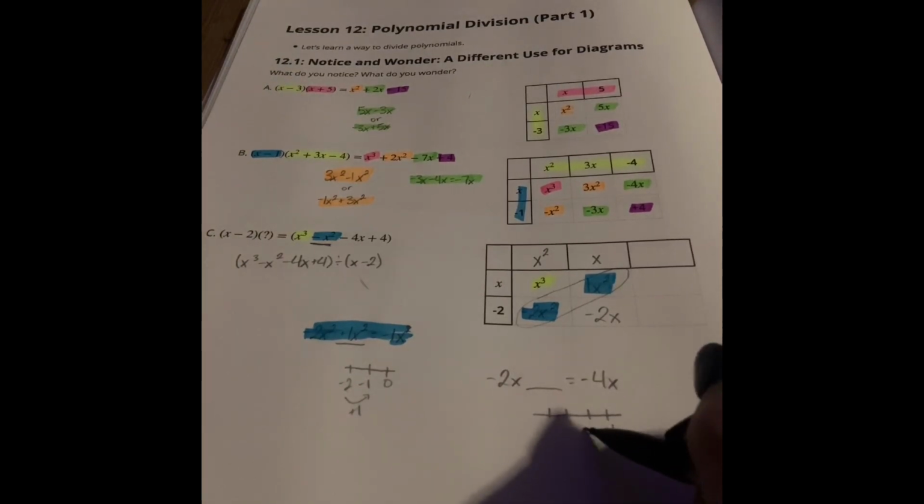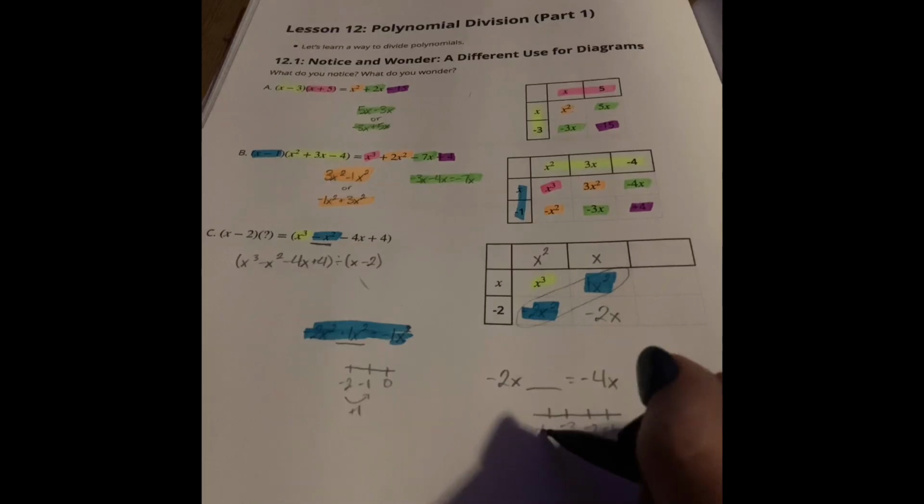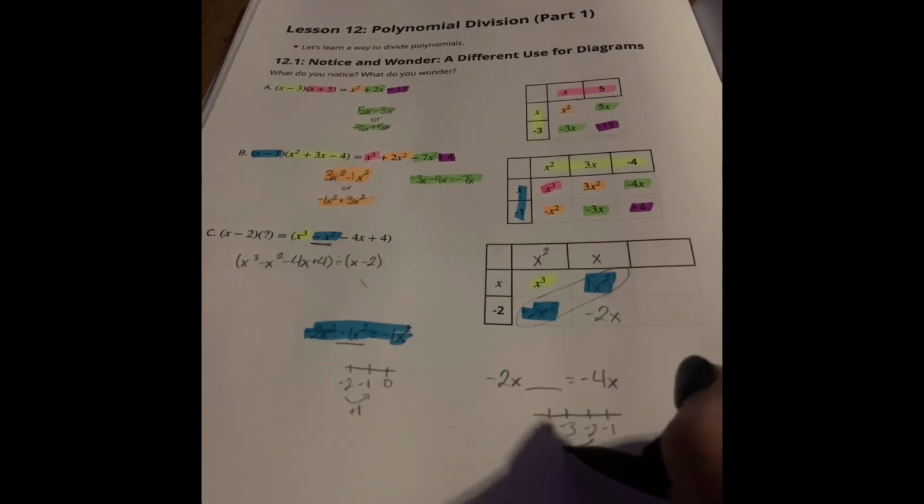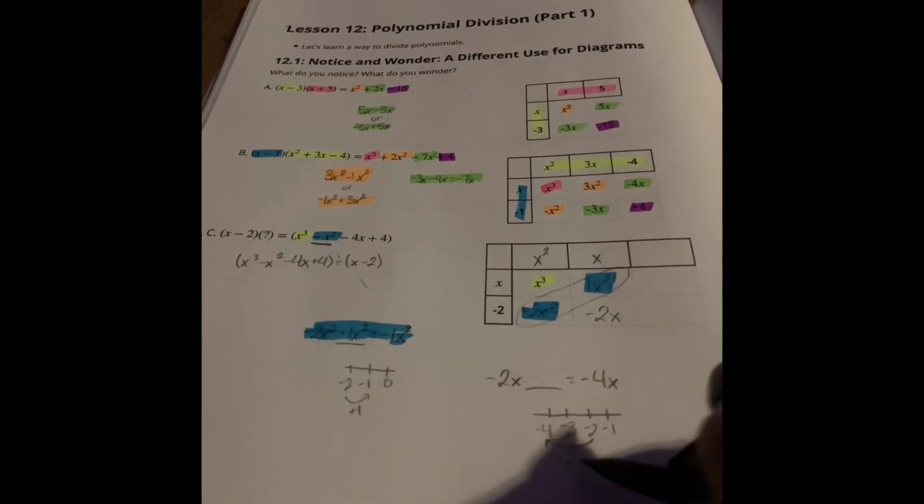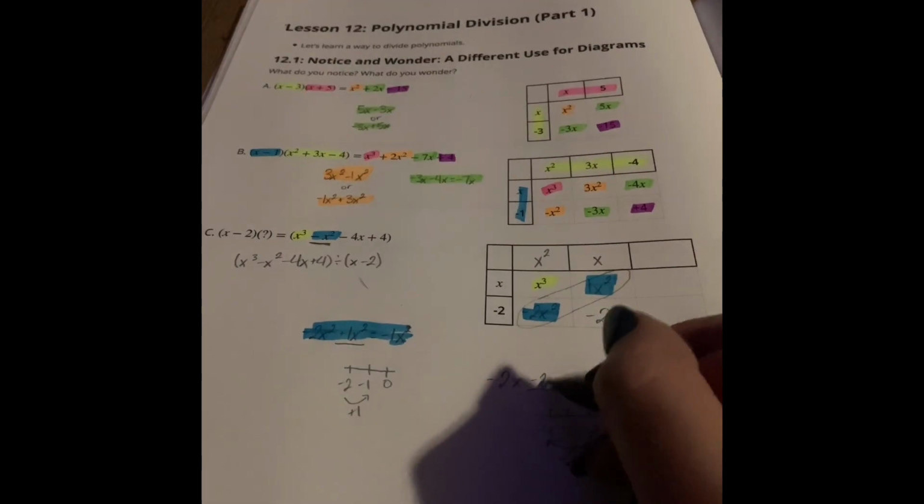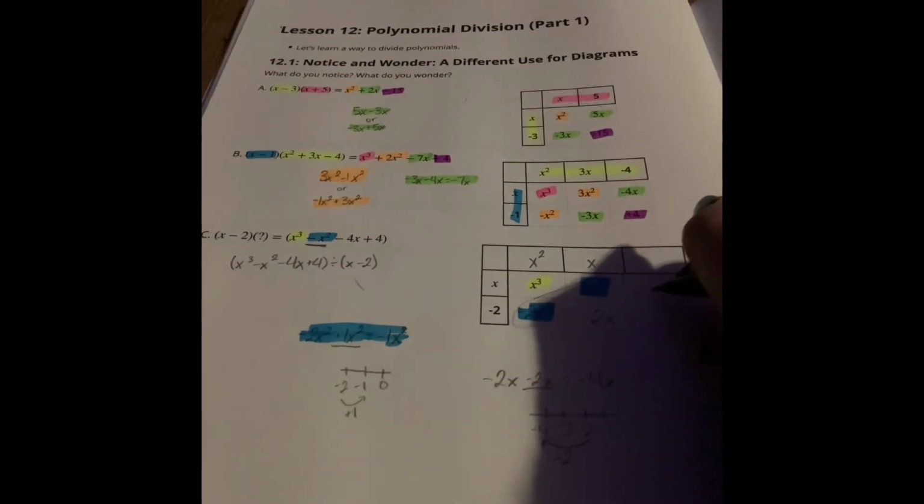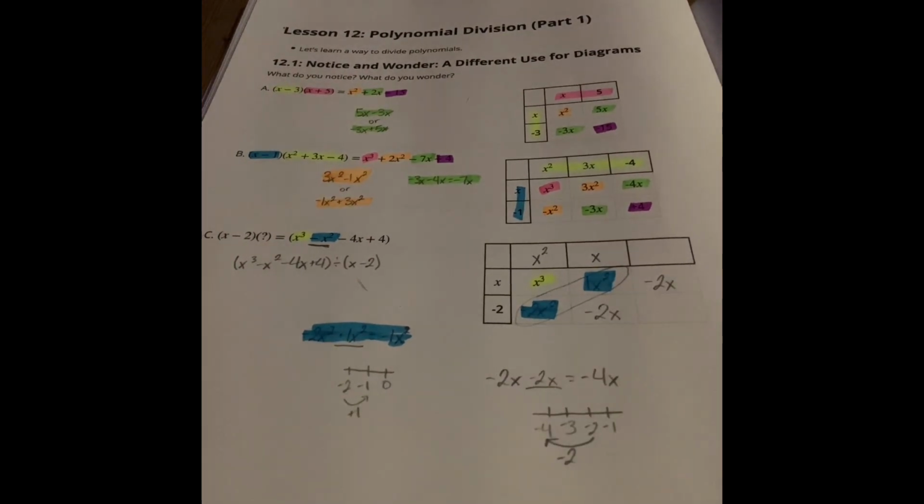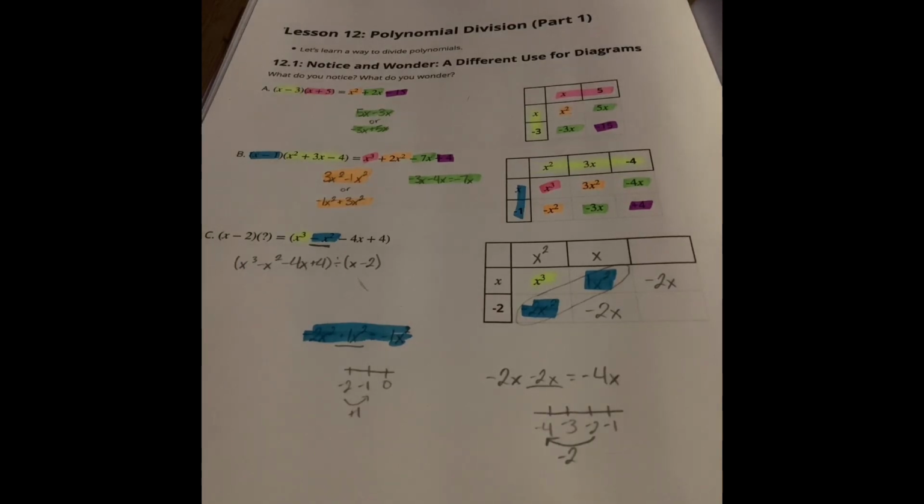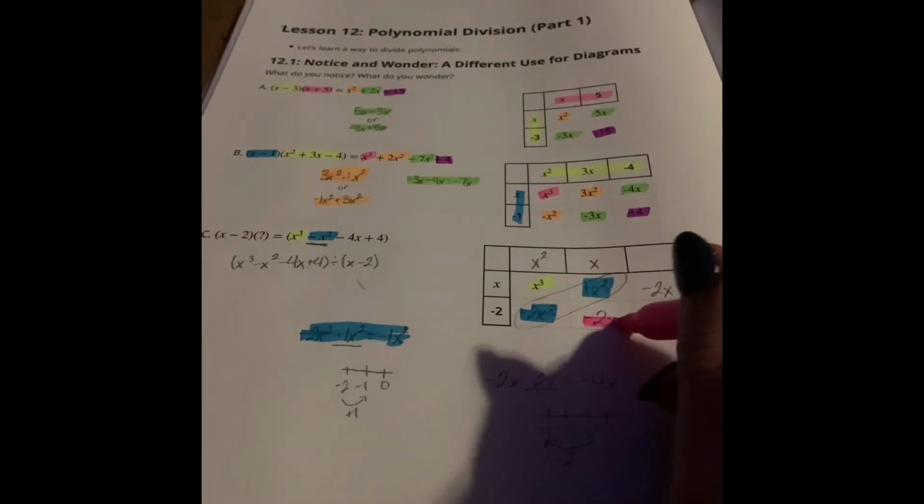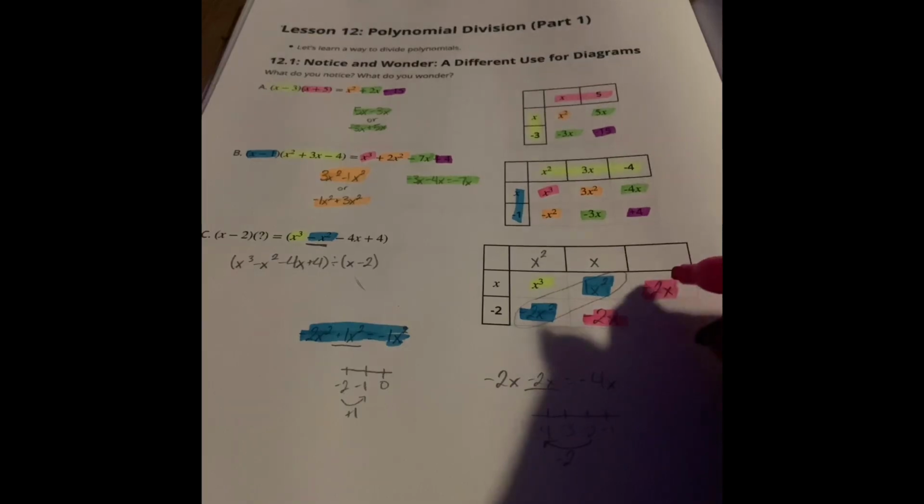So this is -1, -2, -3, -4. How I get from -2 to -4 is I am subtracting 2. So I'm going to subtract 2x, and I'm going to put that right here. Again, that's because when I combine these together, I get what I originally had, which is the purpose of this whole event.